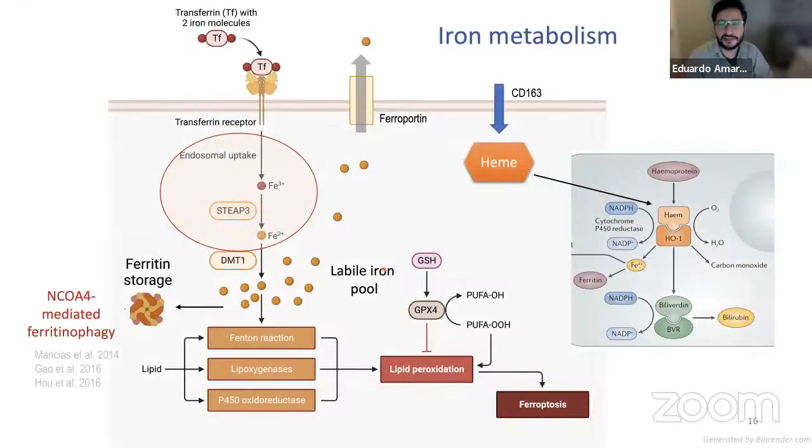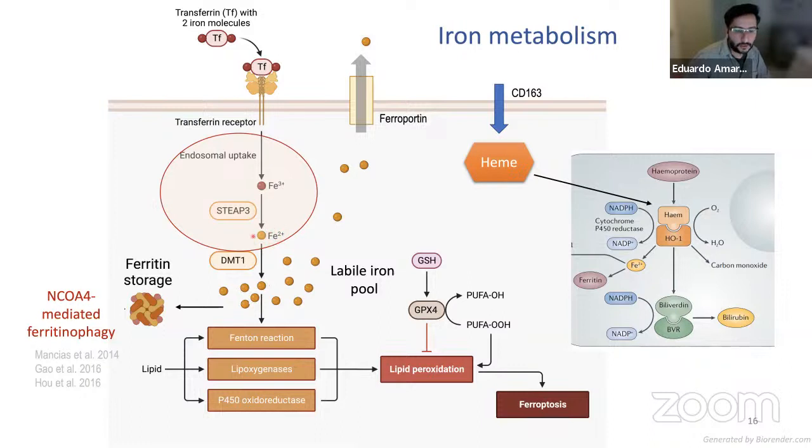Another important component of this pathway is iron metabolism. As I mentioned before, to have this form of death, we have to have accumulation of iron intracellularly. And how can our cells get iron? There are actually several ways to have iron in the cytosol. The first one is through the transferrin receptor. Transferrin, when bound to iron, binds to the transferrin receptor, and this will induce an endosome. And inside the endosome, the iron is going to be released and converted to the ferrous form by this enzyme.